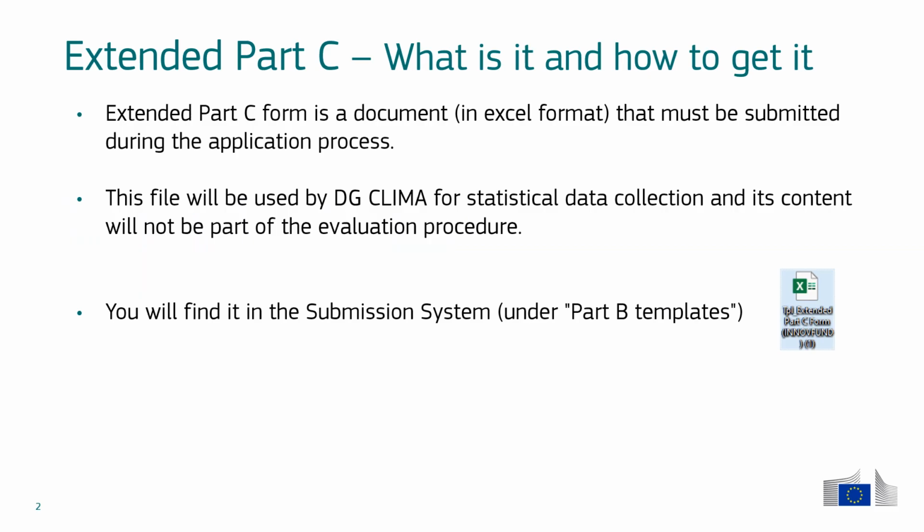The Extended Part C template is a document in an Excel format that must be submitted during the application process. You will find it online at the Funding and Tenders portal, and more specifically at the submission area of the portal, by clicking on the link of Part B templates. The purpose of this template is to facilitate the extraction of information that projects provide at the moment of application to the Innovation Fund calls. This information can be used for policy making and decision making by the European Commission. This is a mandatory supporting document to be provided with the application, but for statistical information purposes only.